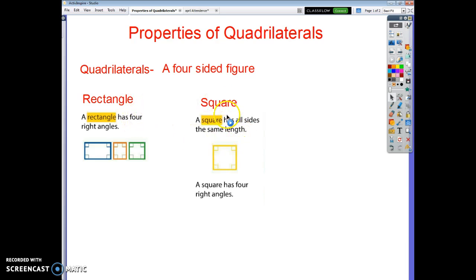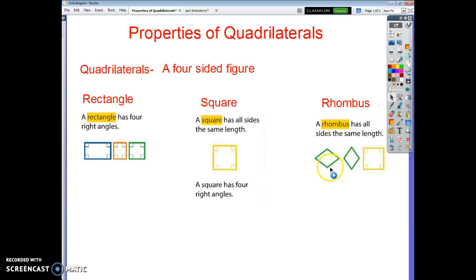The last one is kind of a new one maybe for a few of you. This is a rhombus. And a rhombus is basically a square, but it does not have right angles. A rhombus has all sides the same length. So these are kind of what I would call diamonds when I was growing up. But squares can also be rhombuses because squares have all four sides of equal length.